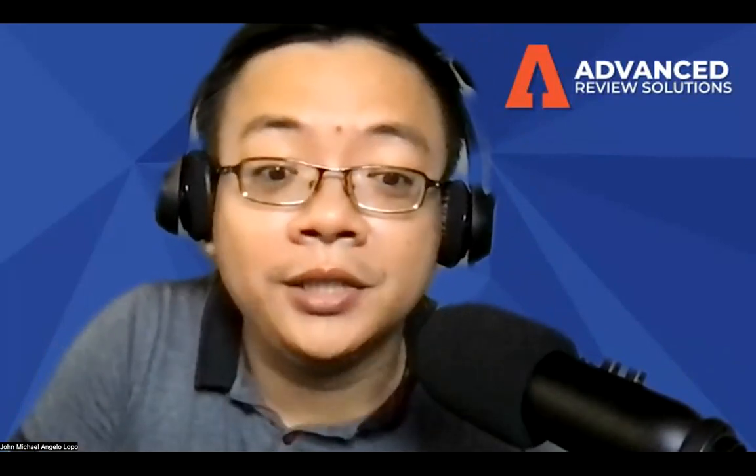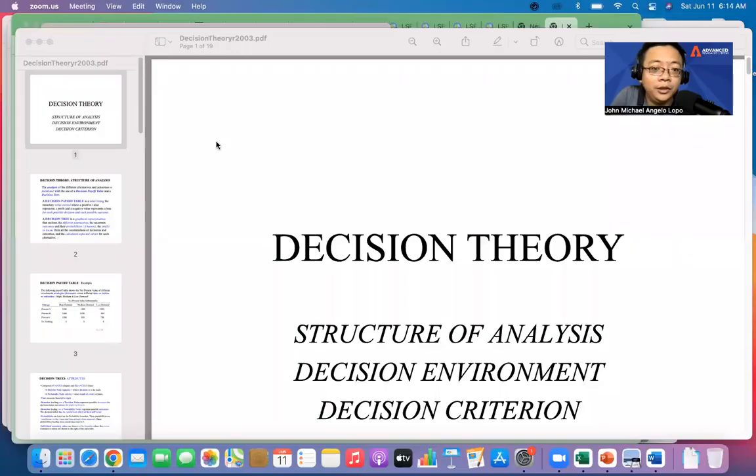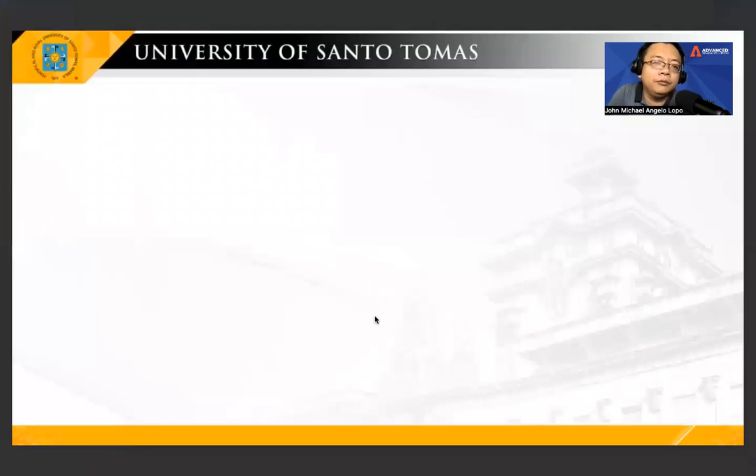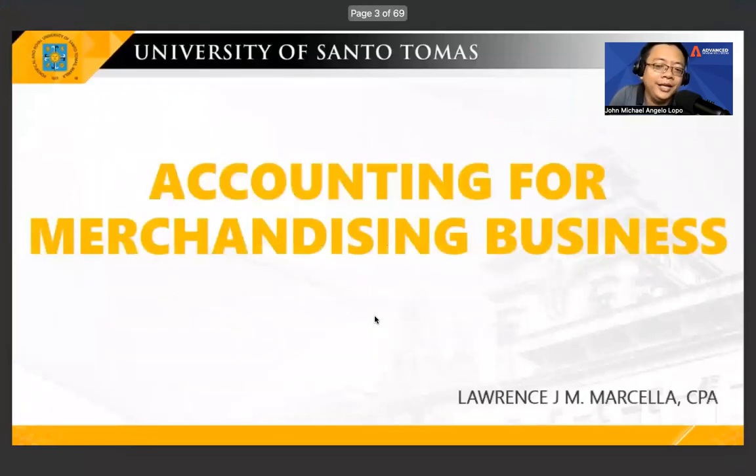So I will discuss today again part two of accounting for merchandising. Today I will be using the template of the UST. So I'm using the template now. For me, it is very good in terms of discussing accounting for the merchandising. Accounting, it is coming from Lawrence Marsilia, CPA. So, accounting for the merchandising business.